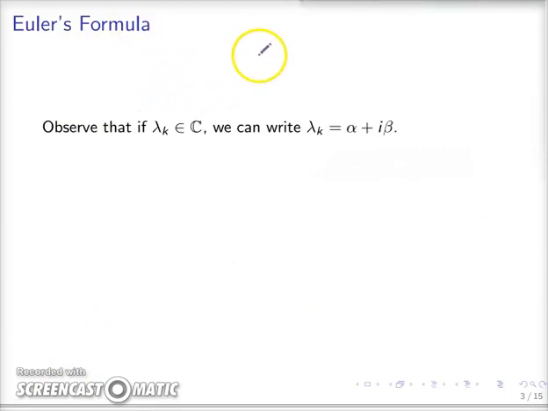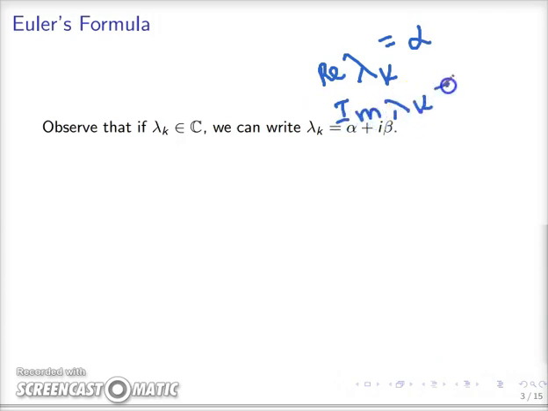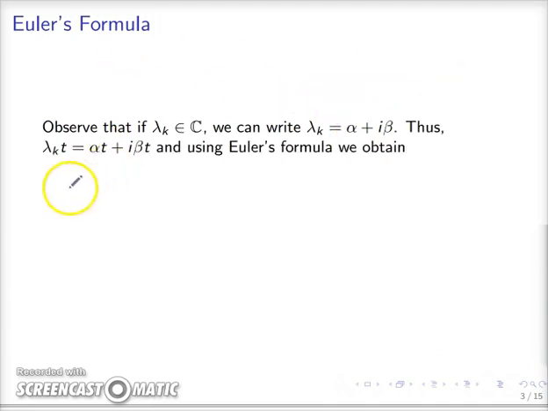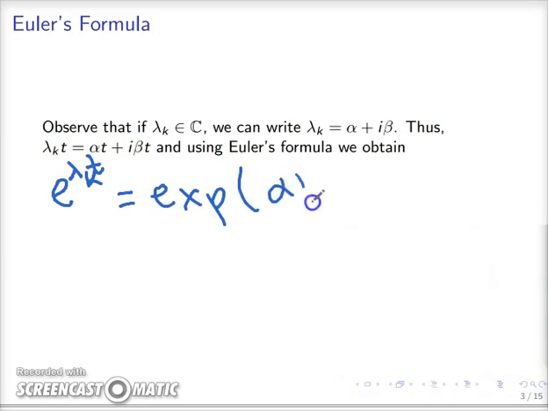So let's remember that in general we can write a complex number with the representation alpha plus i beta. In this case, what we're saying is that the real part of lambda k is denoted with alpha, and the imaginary part of lambda k is denoted with beta. If that is the case, then lambda k times t takes the form alpha t plus i beta t, and what we'd like to do next is to have an expression for e to the lambda k t. So we'd have to exponentiate alpha t plus i beta t.